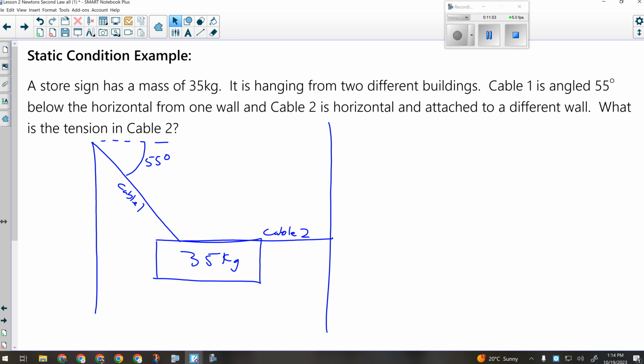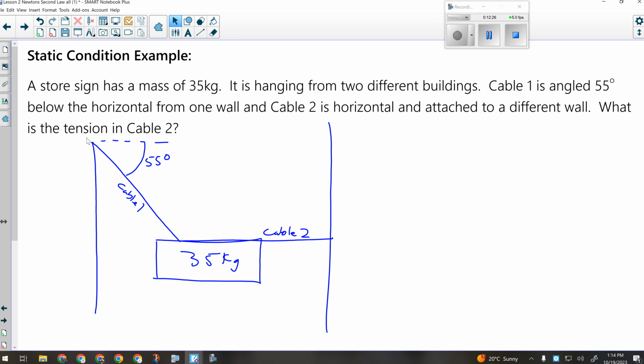Is everybody all right with that situation the way I've drawn it? It seems to be what the question said, right? One cable is angled and the other cable is horizontal. The combination of the forces of those two cables is keeping the sign from falling. Why do I need those two cables in the first place? What would make it fall? Don't overthink this, guys. What makes anything fall?